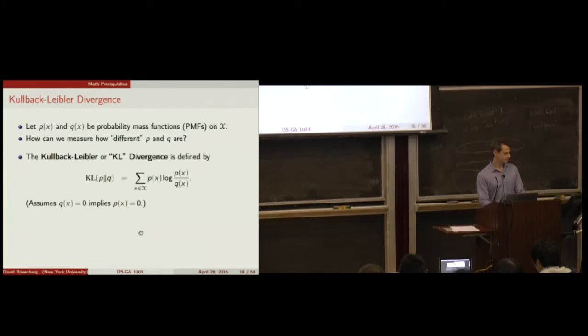So here's its definition. In the discrete case, for discrete probability distributions, sum over every element in the support of the distribution, all possible values, of p(x) log p(x) over q(x). It's a strange thing.